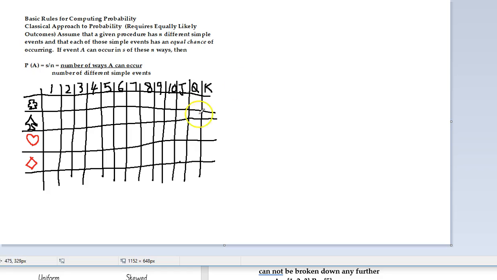I have a deck of 52 cards here. We have 4 different suits, and then 1 through 10, Jack, Queen, and King. The 1 is not an ace, just a regular number 1. What if we want to find the probability that, if you pick one card from the 52-card deck, you get a heart? We write it this way: P, which means probability, of getting a heart.